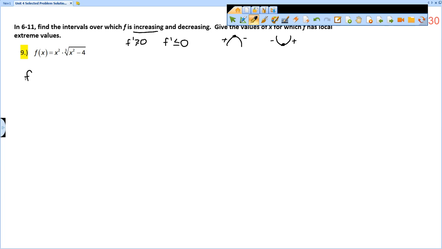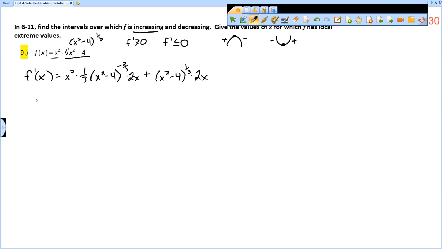All right, and so what do we need to do? We need to find f prime. So f prime of x. We want to use the product rule because I've got x squared times this thing. So x squared times the derivative of this. Now remember, this thing is (x squared minus 4) to the 1/3 power. So 1/3 times the quantity x squared minus 4 to the negative 2/3 times the derivative of x squared minus 4, which is 2x. And then plus (x squared minus 4) to the 1/3 times the derivative of x squared, which is 2x.